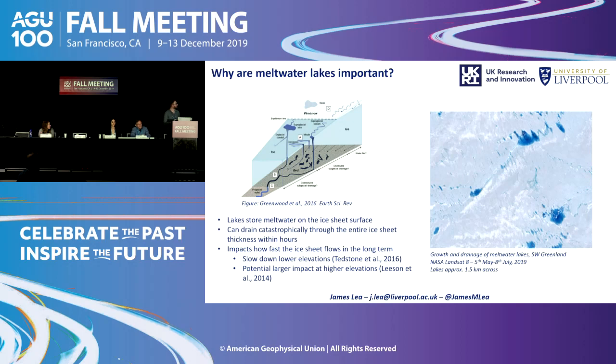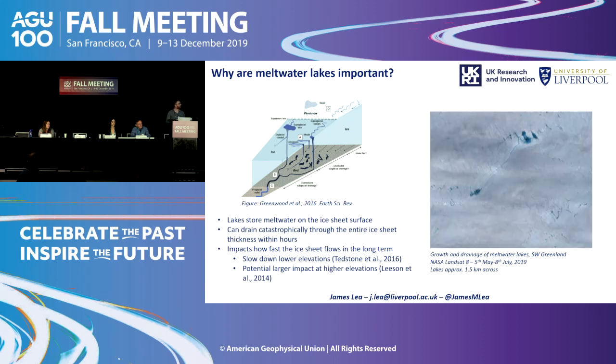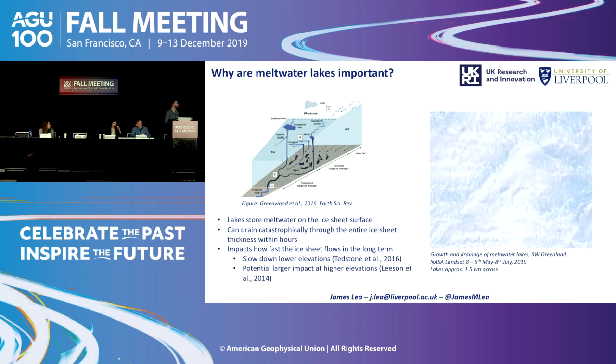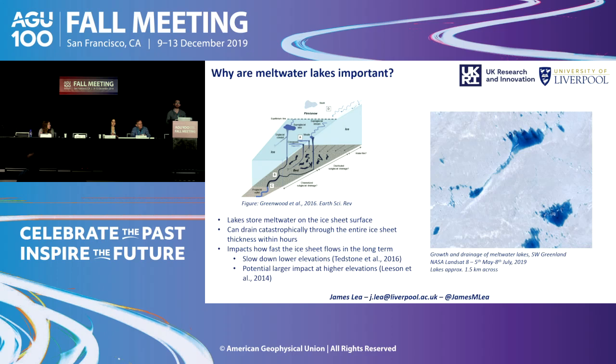So just for a bit of context about what these meltwater lakes are and why they're important. They represent a store of meltwater on the surface of the ice sheet, but they also have potential to drain catastrophically. So within a matter of hours, you can have huge volumes of water that drain straight down to the bed of the ice sheet and actually influence how the ice is moving and how fast it's flowing.